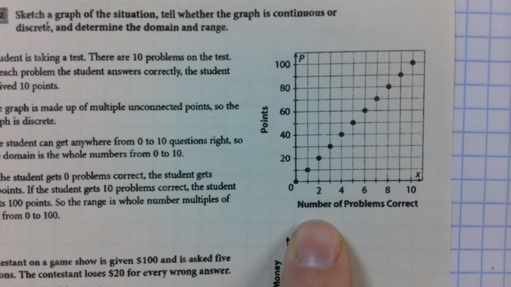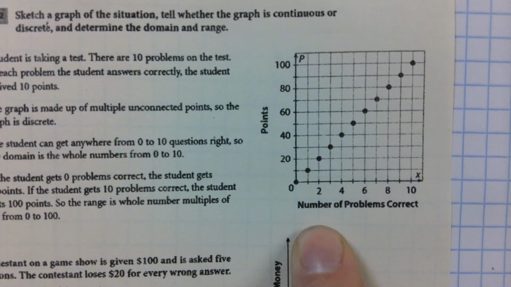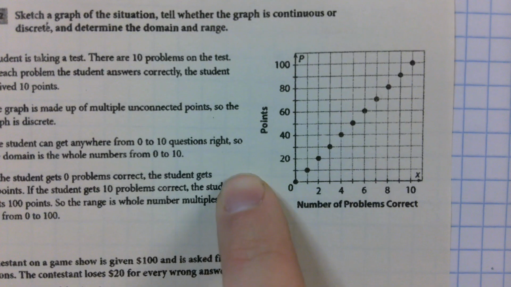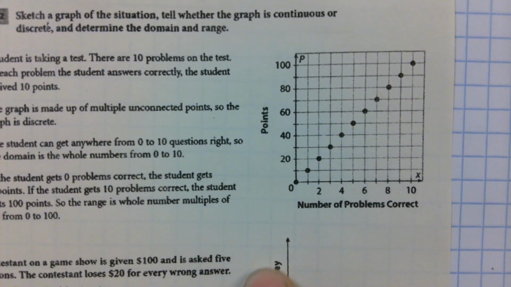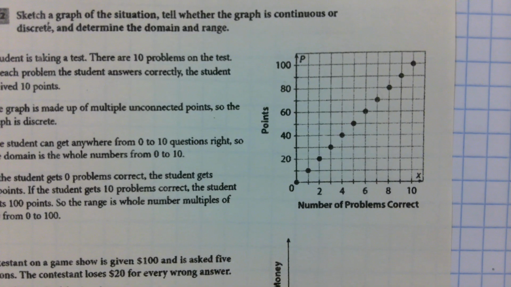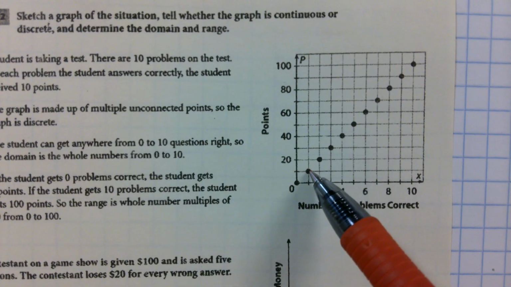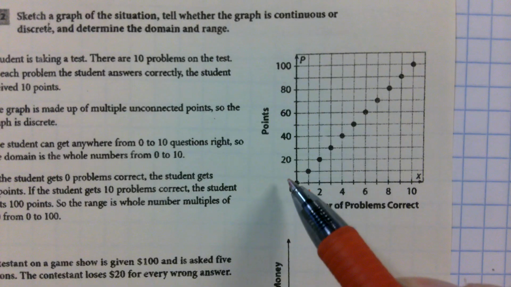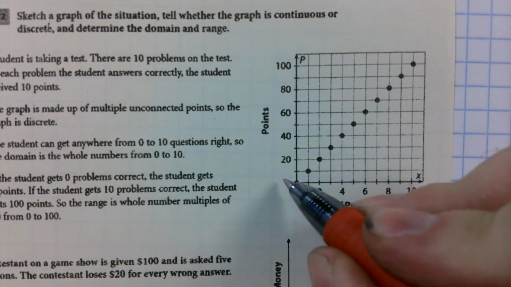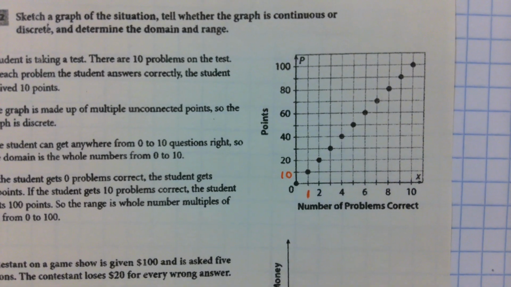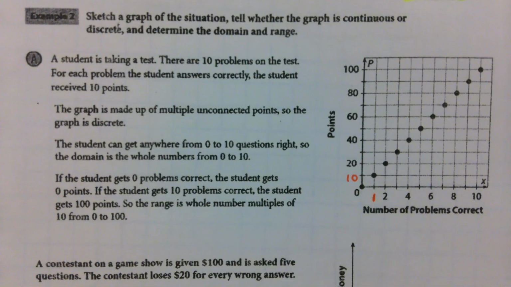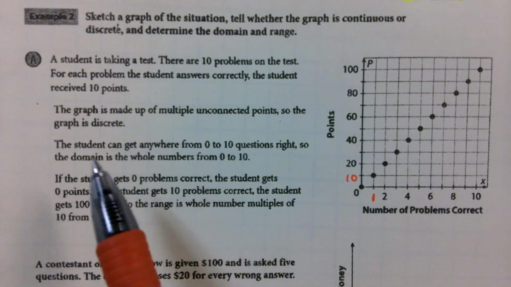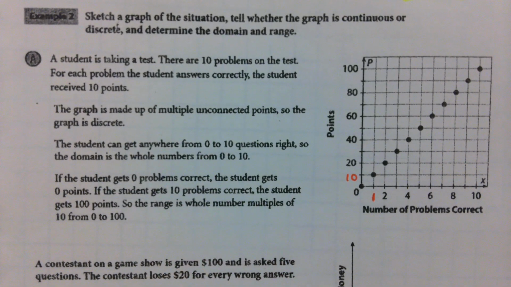So what does my x-axis represent? Number of problems correct. What's the y-axis? Total points. So this point right here says that we got one problem correct. And how many points did we get for that one correct problem? 10 points. So we can get anywhere from 0 to 10 questions, right?